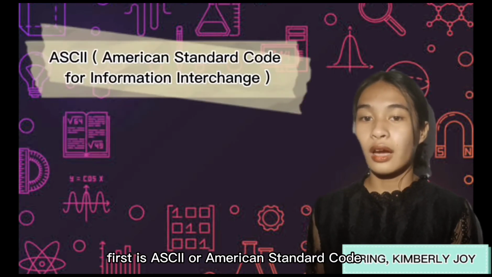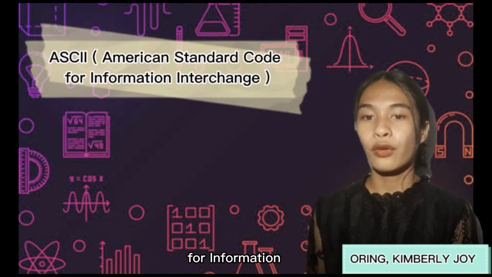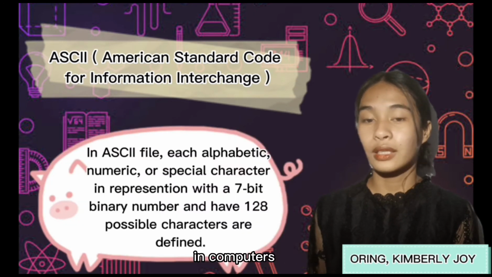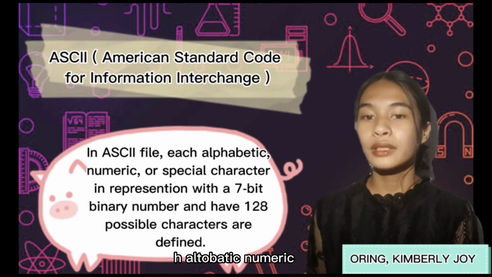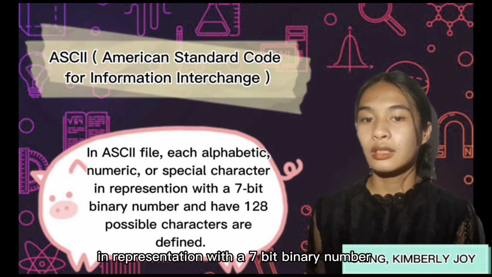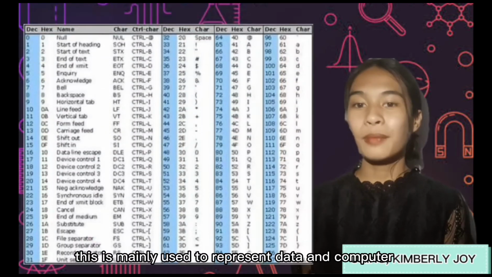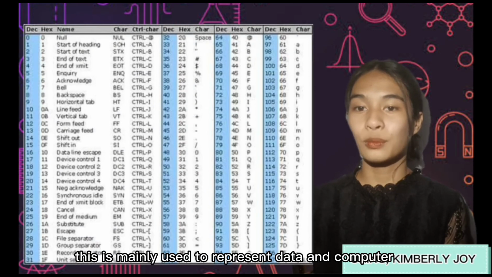First is ASCII, or American Standard Code for Information Interchange. This is the most common format for text files in computers. In an ASCII file, each alphabetic, numeric, or special character is represented with a 7-bit binary number, and 128 possible characters are defined. This is mainly used to represent data in computers.